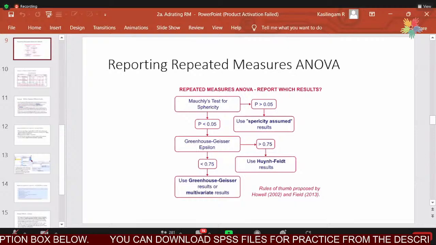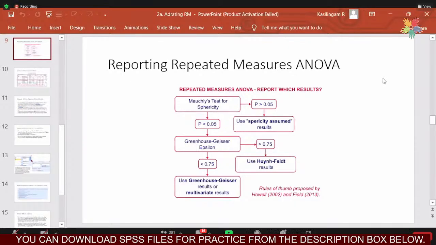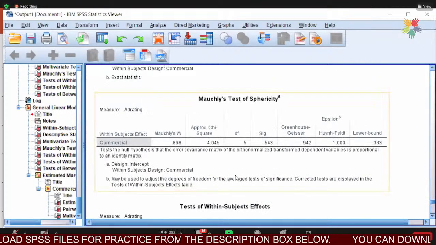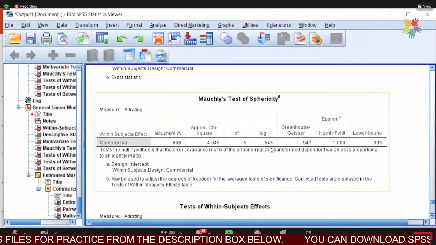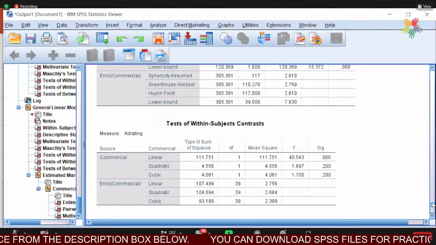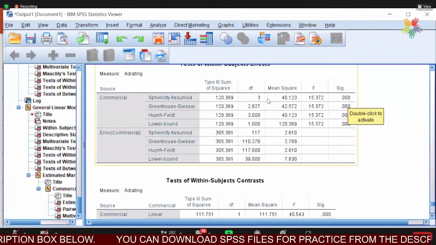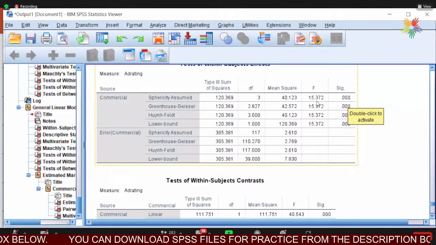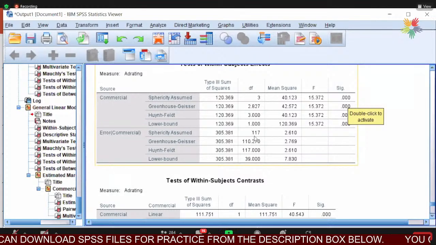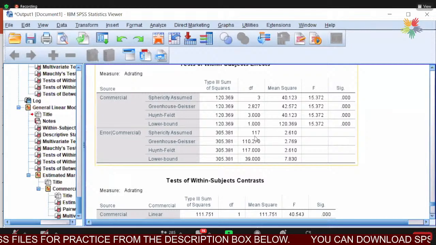Now let us go here. Suppose, see here, we have Mauchly's test. Here this is greater than 0.05, so we have to use the sphericity assumed row, and we have to see this value. The F value is 15.372 with the degrees of freedom of 3 and 117. So there is a difference.